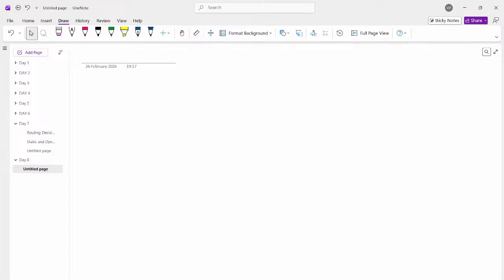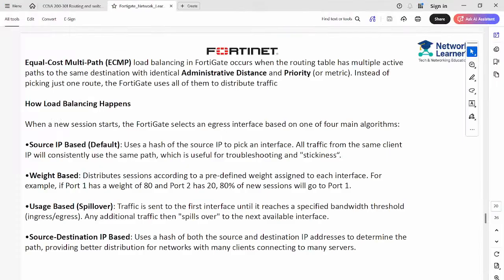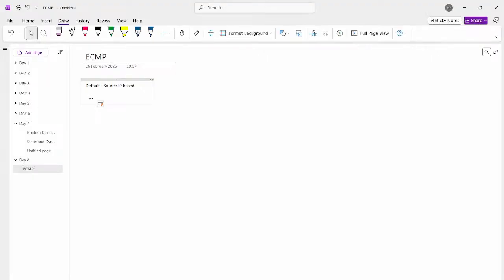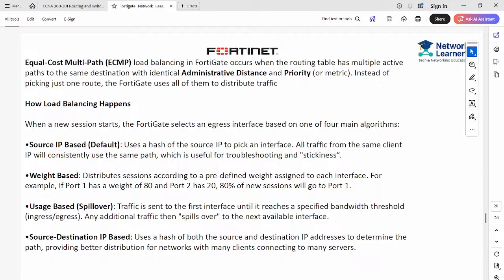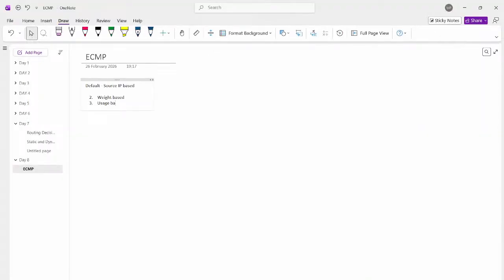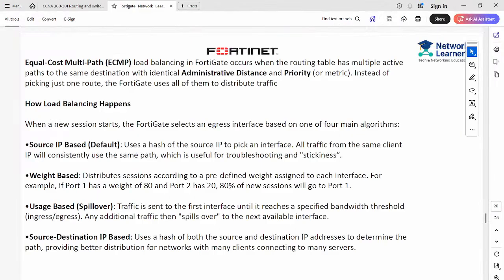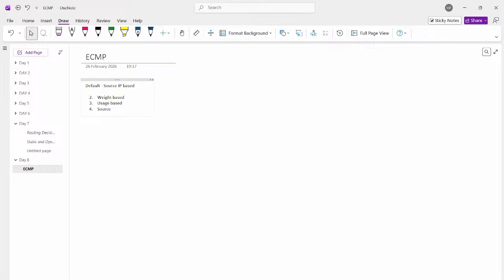How does ECMP actually work? First thing, default, which is source IP based. Then second thing would be weighted based. Then third thing would be usage based. Fourth thing would be source and destination IP based. So now let us again create a diagram and we'll try to understand.